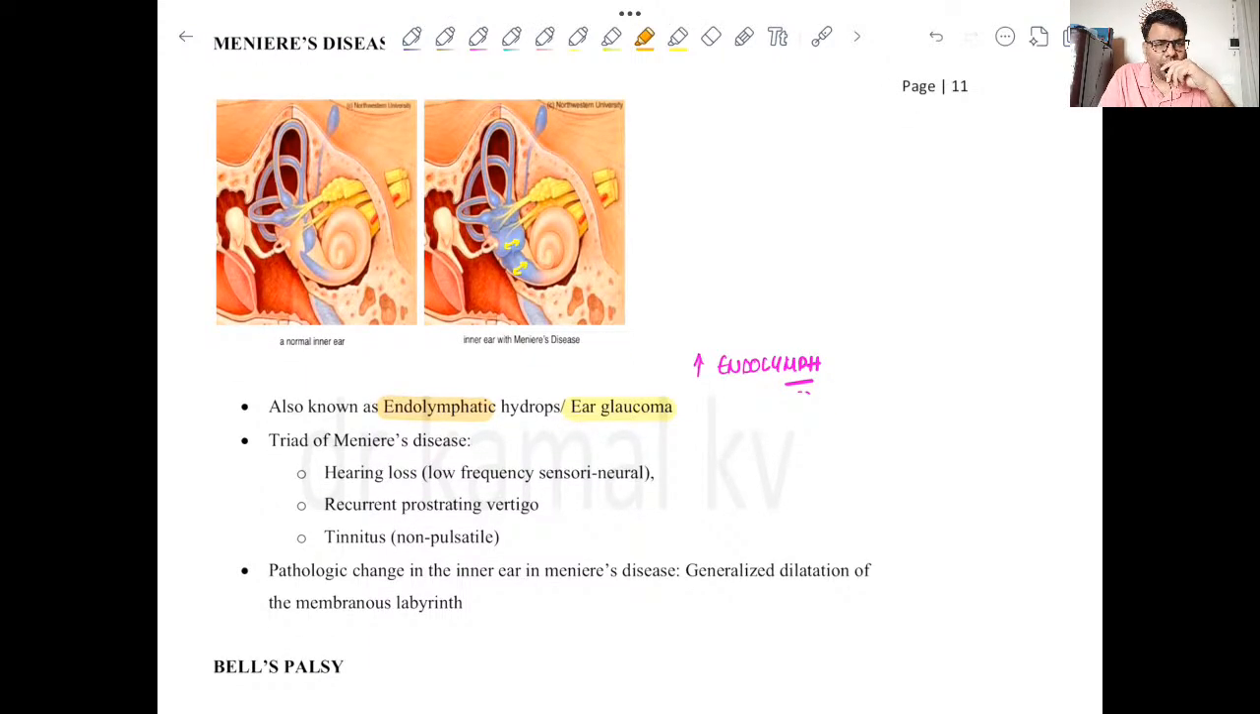Now from exam point of view, yes, Anas bhai, absolutely right, this is just like glaucoma and therefore it is known as ear glaucoma.